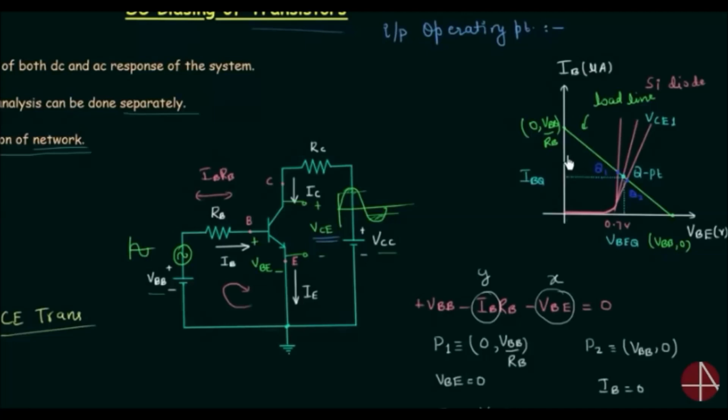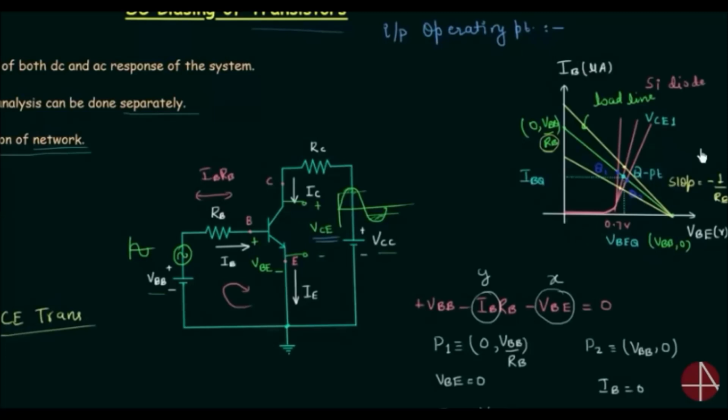We can also change the operating point by changing the resistance RB. The slope of this curve is minus 1 by RB, and if we increase RB, the slope will decrease, and this will be the new load line, and you can see the operating point is now changed. And if we decrease RB, the slope will increase and the new operating point will shift to this point. So this is all for the input operating point.